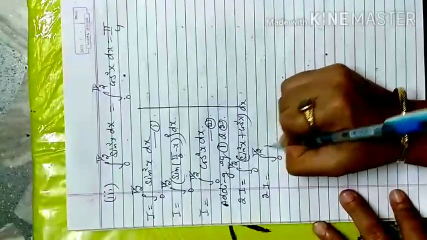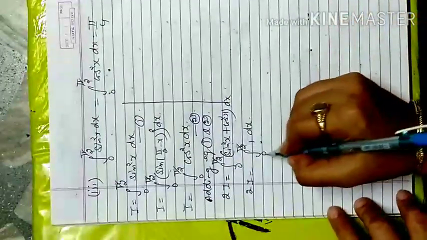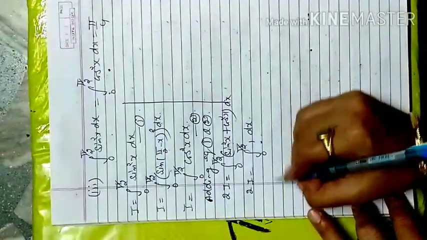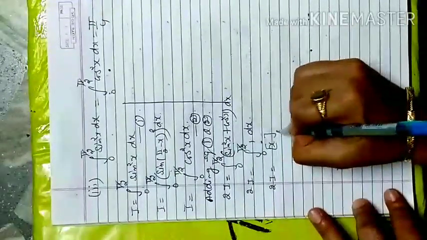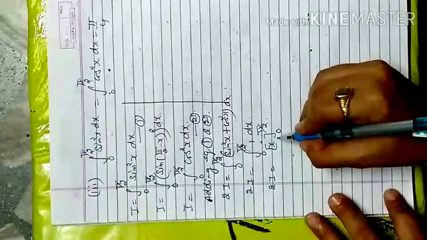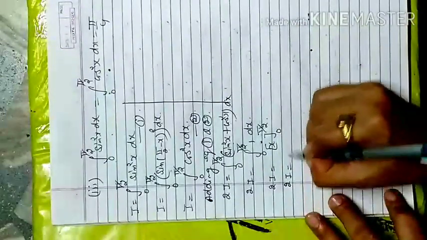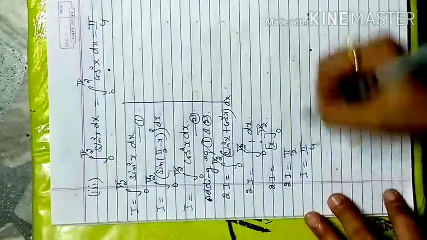So the integral from 0 to pi by 2 of 1 dx. Now you have to integrate. Integration of 1 is x, so that gives me x from 0 to pi by 2. So when you apply this, only pi by 2 is left. My required I value is equal to pi by 4.